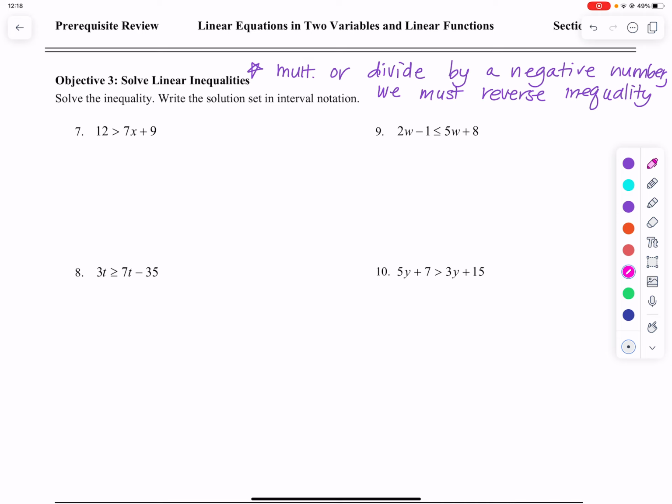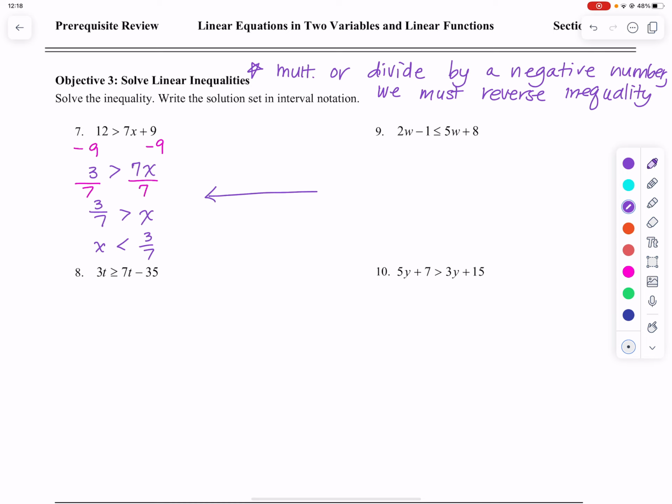Here we're solving for x. Let's go ahead and subtract 9. That, of course, does not leave us with any reversing needed. We'll divide both sides. Since that is a positive 7, we will go ahead and keep our inequality the way it is. And then let's just read backwards. X is less than 3/7.